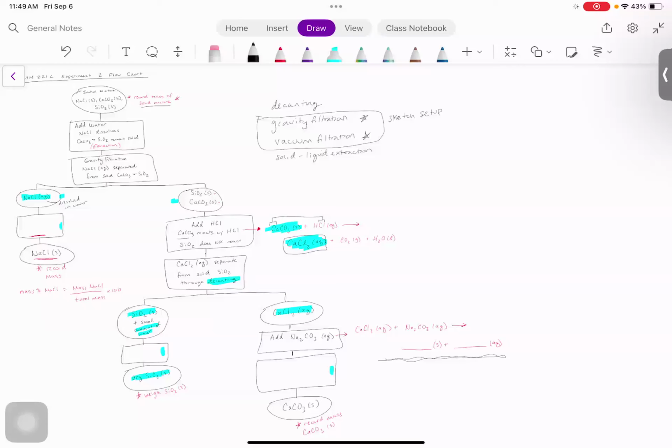So I hope you found this video helpful in preparing your flowchart. Make sure that you include as much detail as possible in your lab notebook as you submit it for your pre-lab notebook.